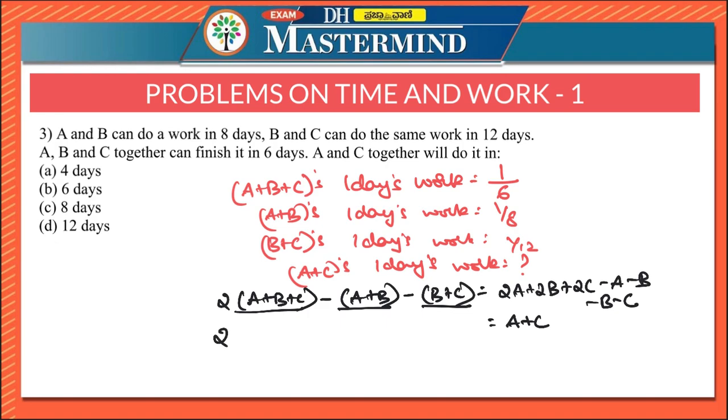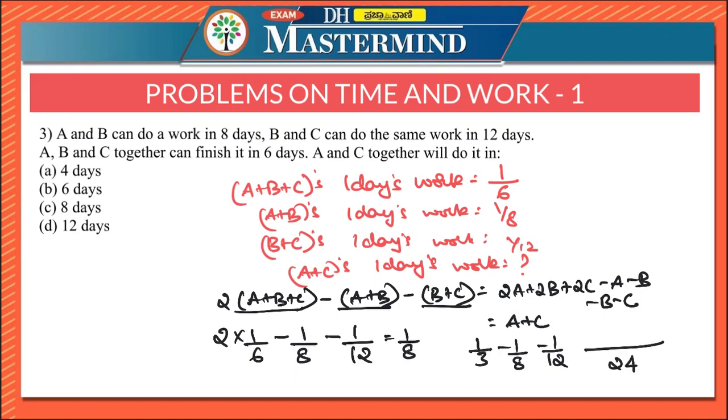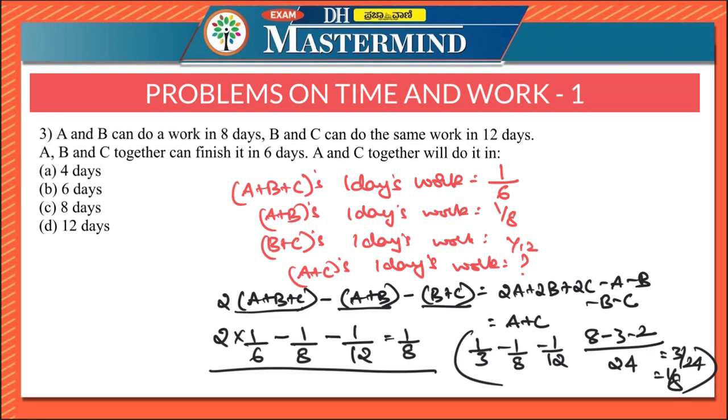Therefore, 2 into A plus B plus C is 1 by 6, minus A plus B's 1 day's work, which is 1 by 8, minus B plus C's 1 day's work, which is 1 by 12. When we solve this equation, we get 1 by 3 minus 1 by 8 minus 1 by 12. Taking 24 as the denominator, this is 8 minus 3 minus 2, so 3 by 24, which is nothing but 1 by 8. This is just the simplification part of this equation. Therefore, A plus C's 1 day's work is 1 by 8.